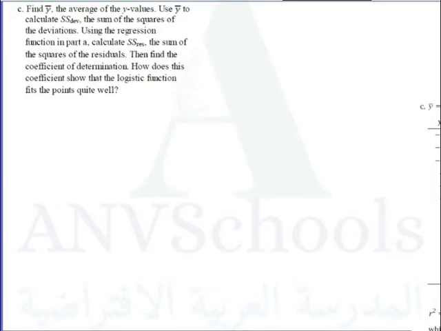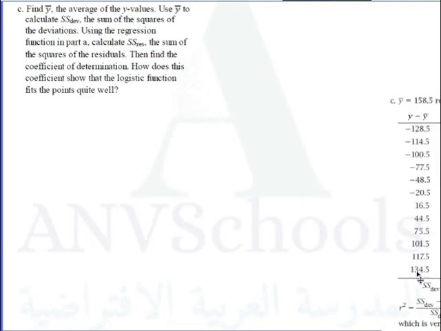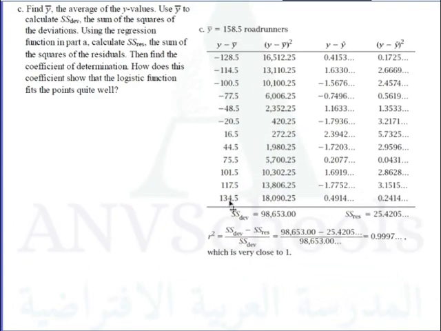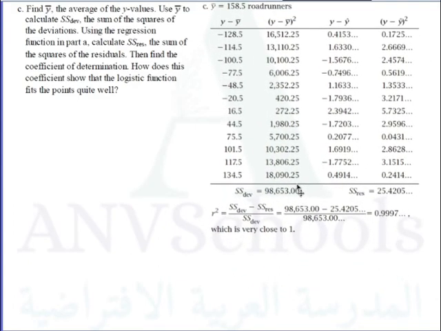Find the mean y, the average of the y values. Use the mean to calculate SSDev, the sum of the squares of the deviations. Using the regression function in part A, calculate SSRes, the sum of the squares of the residuals. Then find the coefficient of determination. How does this coefficient show that the logistic function fits the points quite well? We would need a table, but I already prepared the table here, and also the SSDev and the SSRes. So it's up for you to follow.